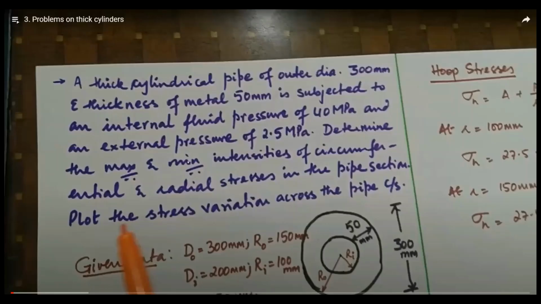As one of the students is asking about yesterday's problem, I would like to share those problems with you, so that you can see this one. A thick cylinder pipe of outer diameter 300 mm and metal thickness 50 mm is subjected to an internal fluid pressure of 40 MPa and an external pressure of 2.5. Determine the maximum and minimum intensities of circumferential and radial stresses in the pipe section. Plot the stress variation across the pipe section. So this is what you were asking, right?